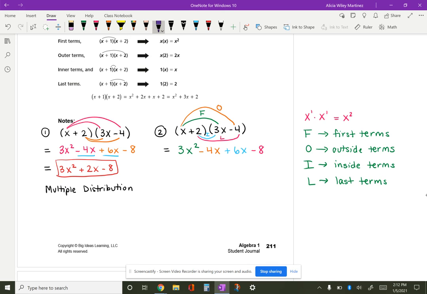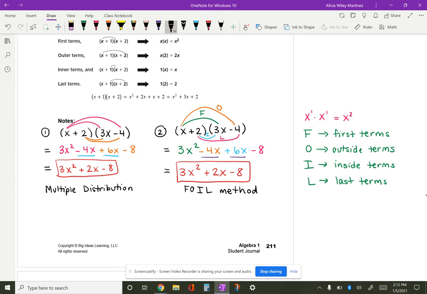Okay, I could again see that my like terms are right here, and my final answer is going to be exactly the same. It's going to be 3x squared. Combining my like terms, I get plus 2x, bringing down the constant -8. And I can see here, I get exactly the same answer. And this is what we call the FOIL method.